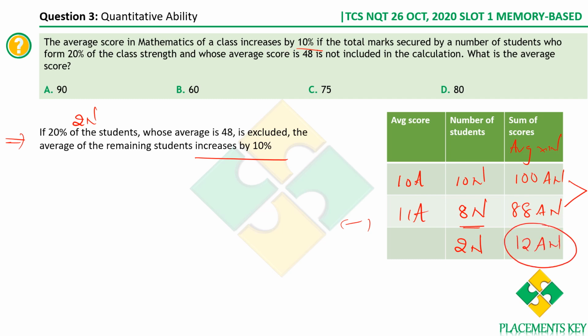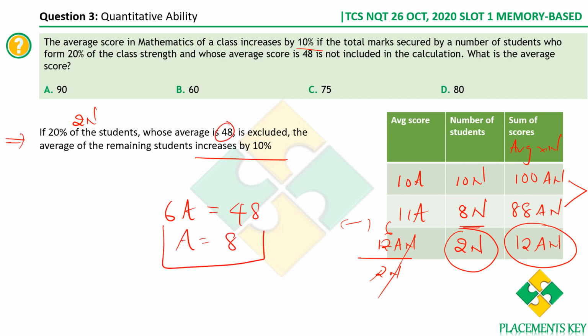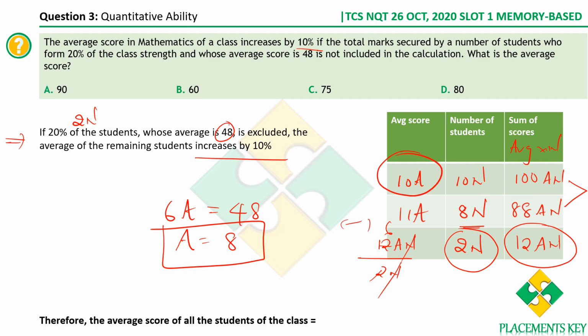So we know the sum and we know the number, therefore what should be the average? It is 12an divided by 2n. So n cancels, 2 ones are 2, 2 sixes are 12, so 6a. Therefore the average of these 2n students is supposed to be 6a, which is given as 48. So 6a is equal to 48, so you get a as 8. Now what are we supposed to find? The average score of all the students, which is 10a. So 10 into 8 gives you 80.